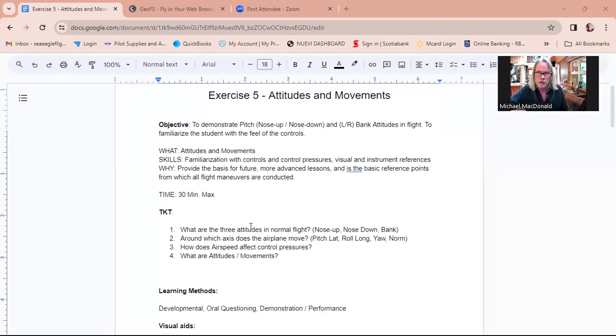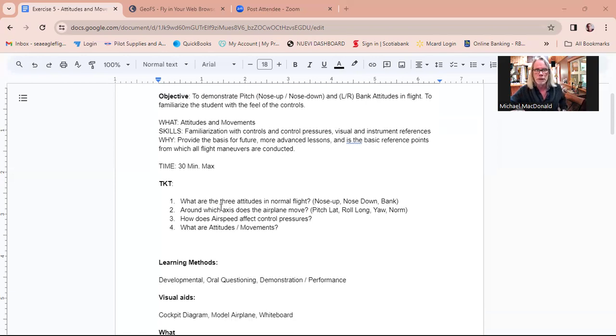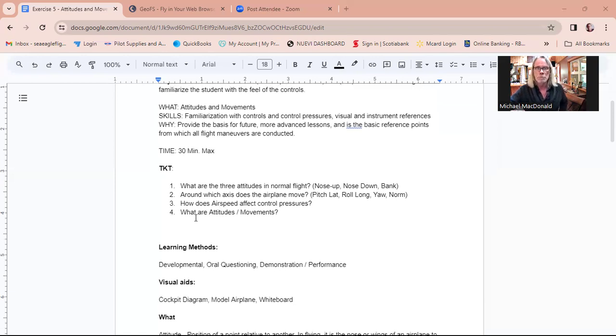Typically, when I'm doing a PGI, I'll ask some knowledge questions to see if the student has studied and comprehended the material in preparation for the lesson that we're going to fly. A threshold knowledge test, they call it. The first question I would ask the students is, what are the three attitudes in normal flight? They are pitch up, pitch down, bank right, bank left, and yawing right, yawing left.